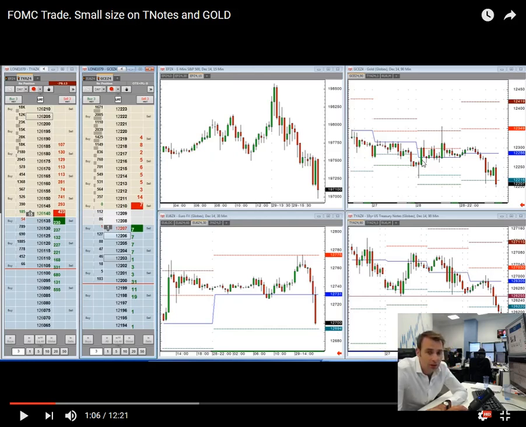A stronger dollar weighing on gold. Gold and the US dollar have an inverse relationship, so gold moving lower. And the S&P beginning to move lower because of tighter rates, tighter monetary policy not being good for equity markets. So you can see at the moment, here on my ladders I've got no position across these different assets.